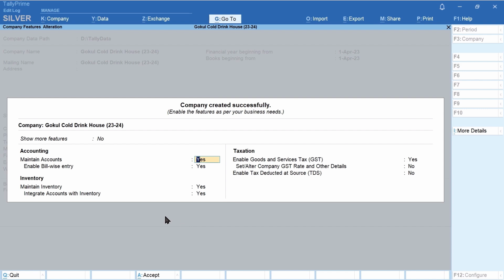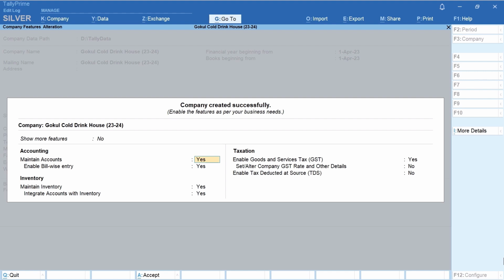Now, what is ERP? It stands for Enterprise Resource Planning. Just like how different parts of a business, like accounting, inventory, payroll, and taxation, need to work together, Tally Prime combines all these business functions into one easy-to-use software. This way, businesses don't need to use different systems for different tasks. Everything is handled smoothly in one place.